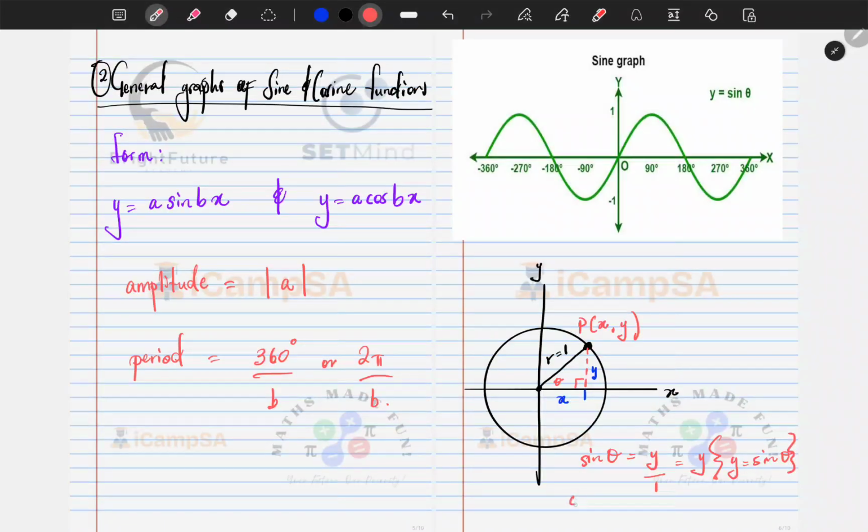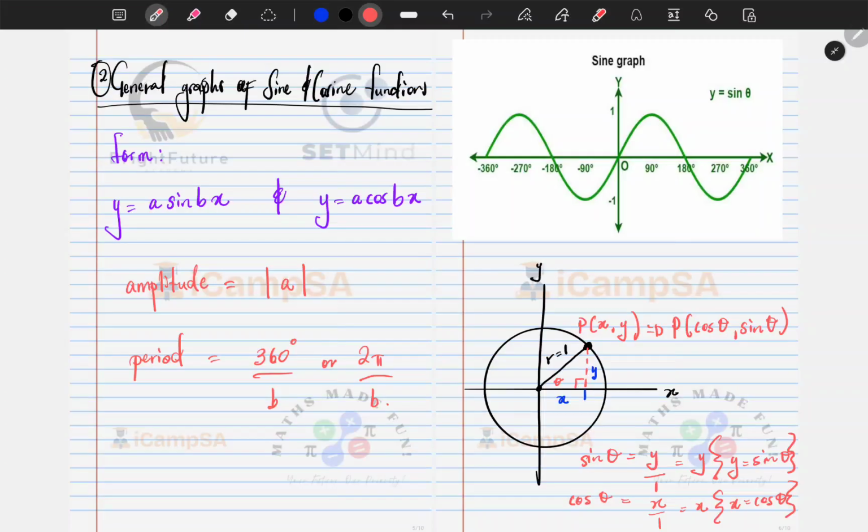And then the same with cos theta is going to be x over 1, right? And then you have x. So it means that your x is going to be cos of theta, right? So that means that the coordinates of P now become what? The coordinates of P become your cos theta, sine theta, right?